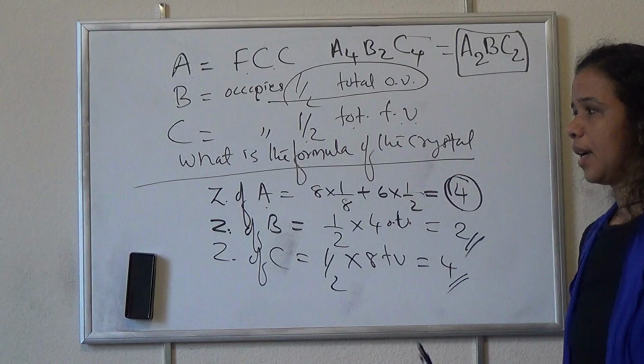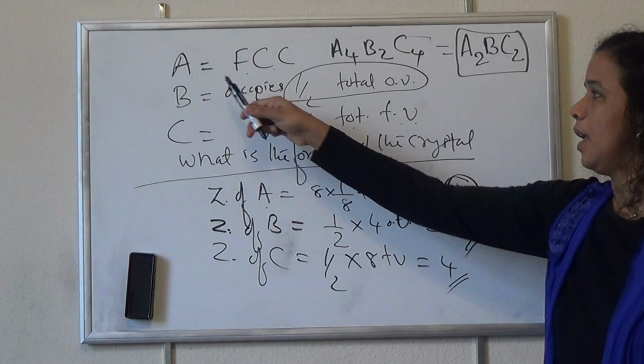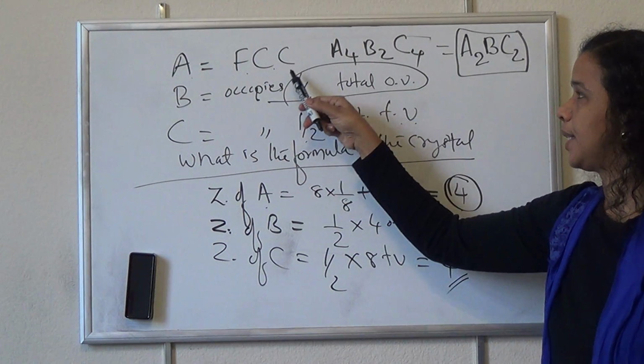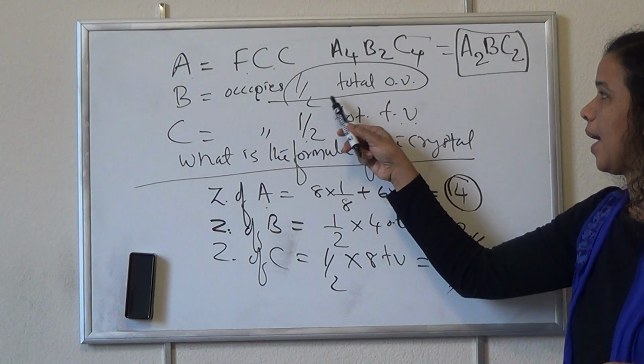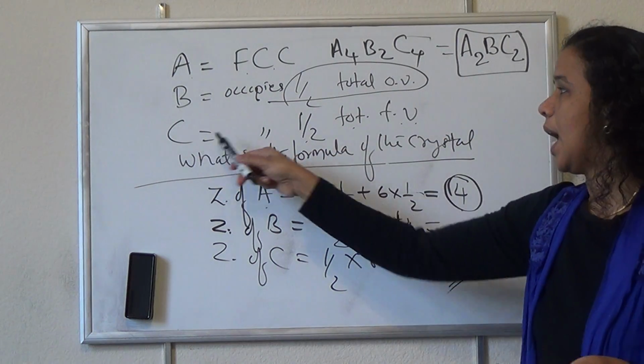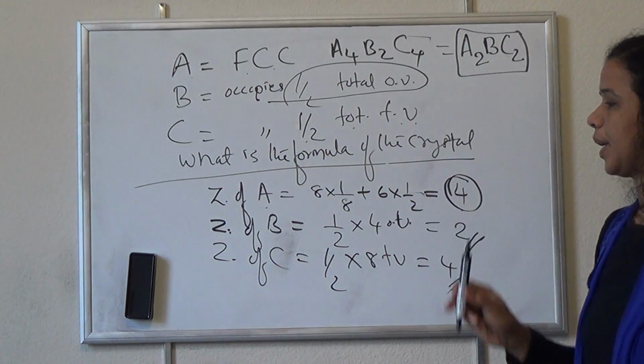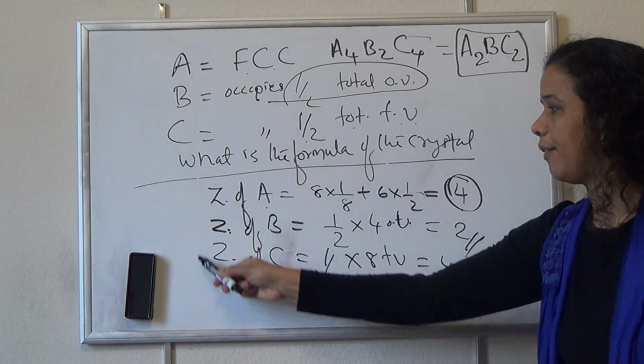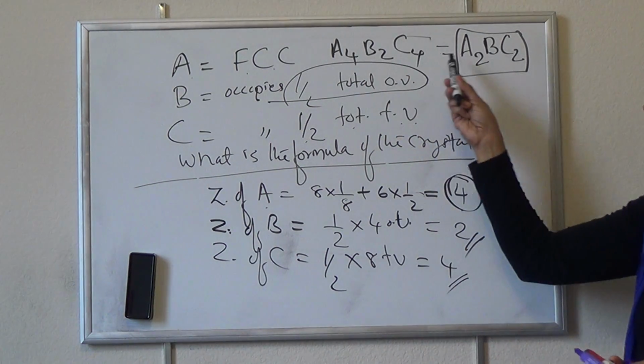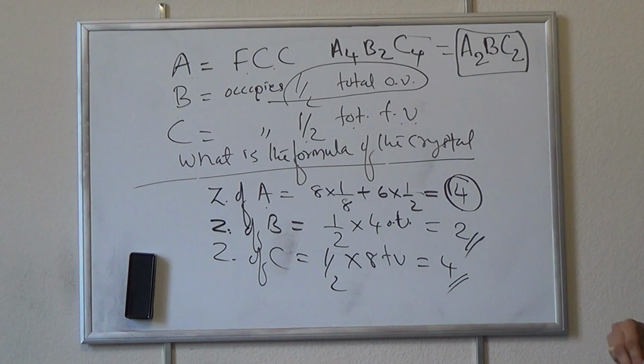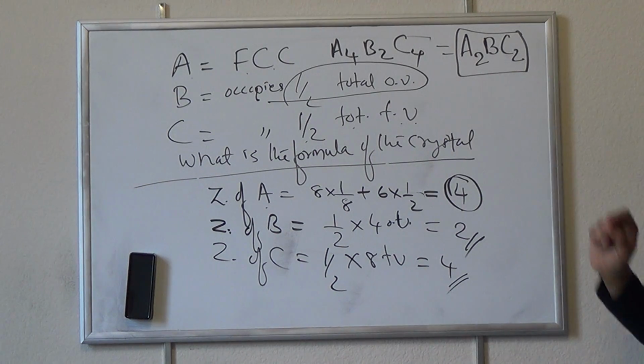So calculate the formula of the crystal in which A atoms form an FCC lattice, B atoms occupy half of the total tetrahedral voids and C atoms occupy half of the total octahedral voids. You have to find the effective number of all atoms and take their simple ratio. Then we will get the formula of the crystal.